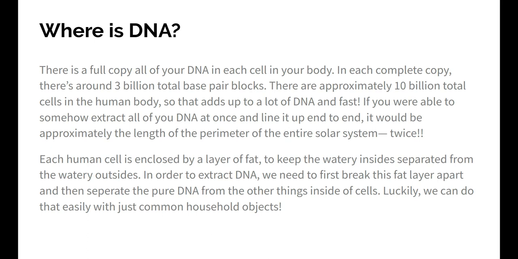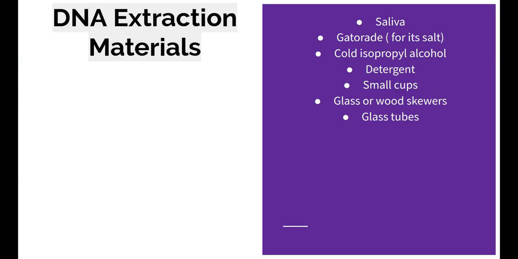Each human cell is enclosed by a layer of fat to keep the watery inside separate from the watery outsides. In order to extract DNA, we first have to break apart this fat layer and then separate the pure DNA from the other things inside of cells. Luckily, we can do that easily with common household objects.